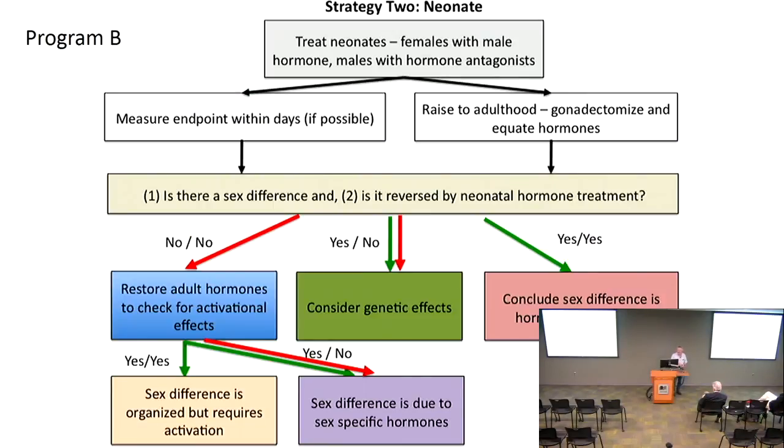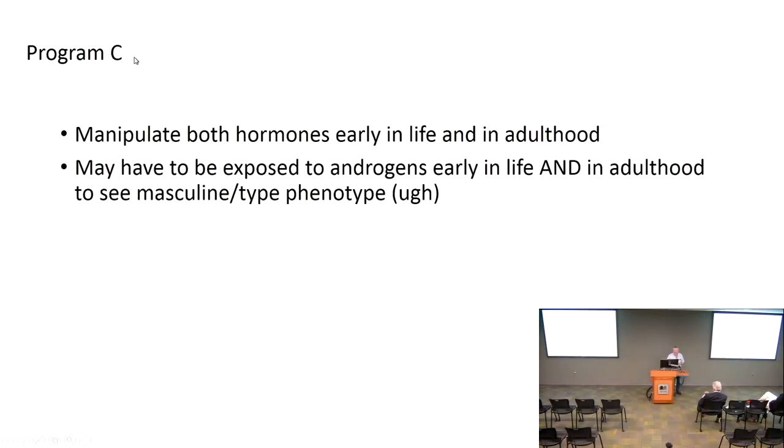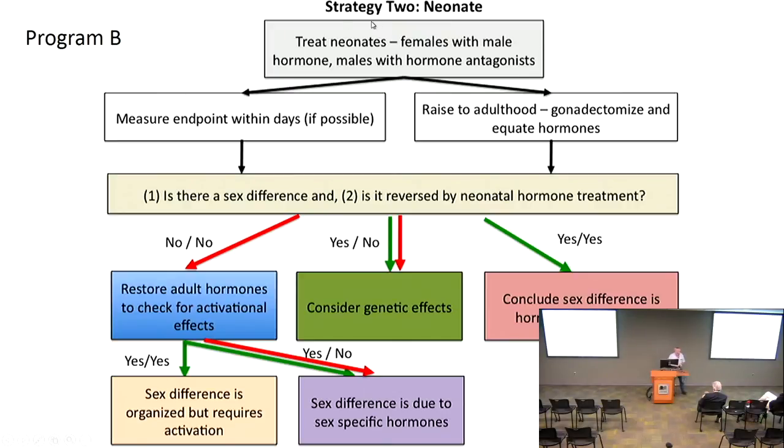And then Program B that they talk about. Well, the other program they talk about is, okay, we equalize hormones in adulthood and we still have a sex difference. How can that be? They've got the same hormones and yet they're showing differences in your measure.